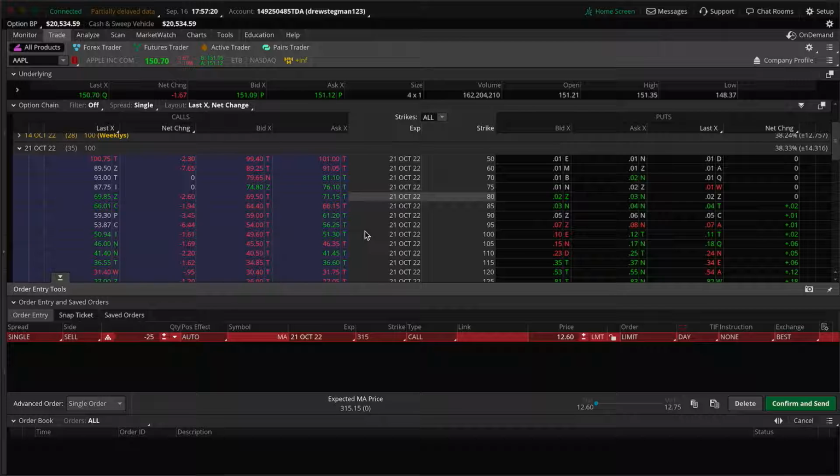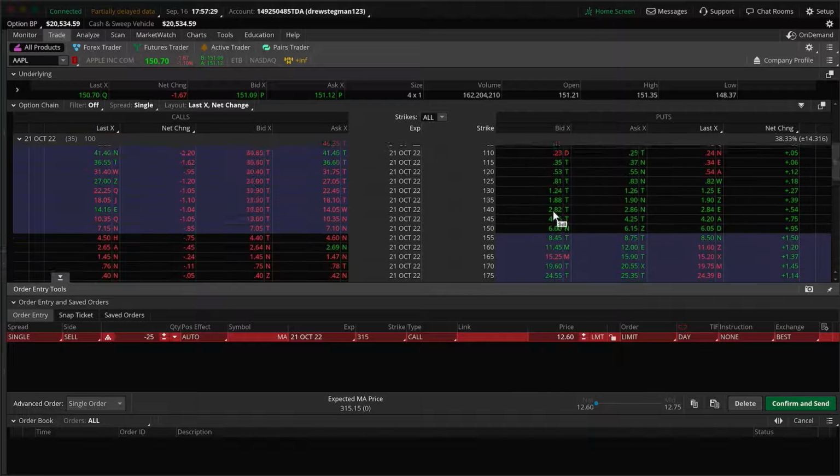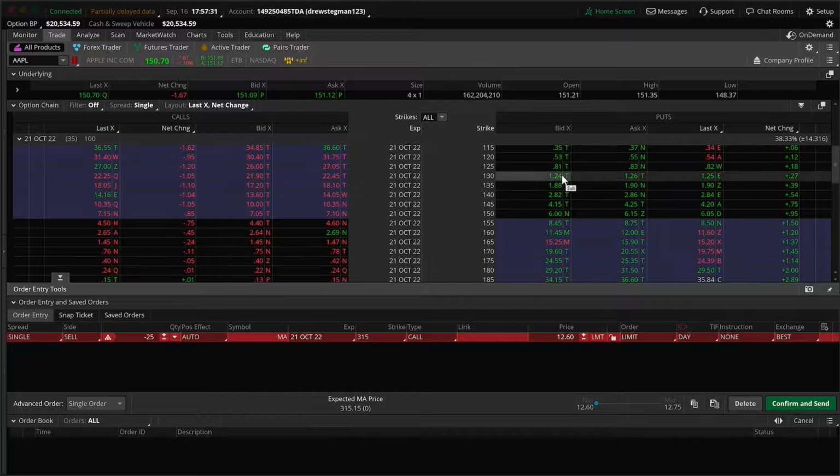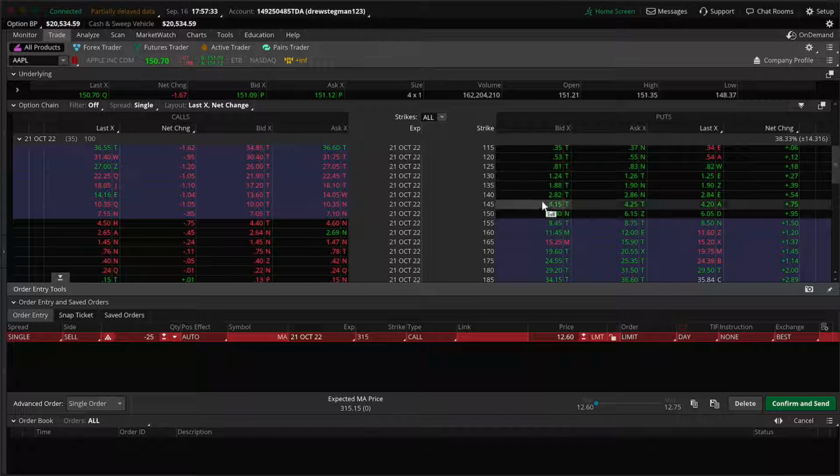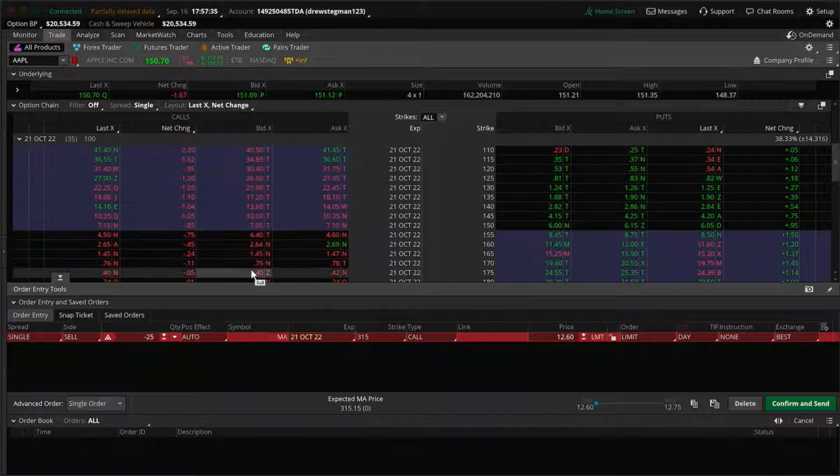So the covered call, you already own the stock, and with cash secured puts, you are actually going to go out and place a bid to buy the stock by selling a put option. When you look at this, you can see that these are all the different strikes. It really just works in reverse, like with a covered call.